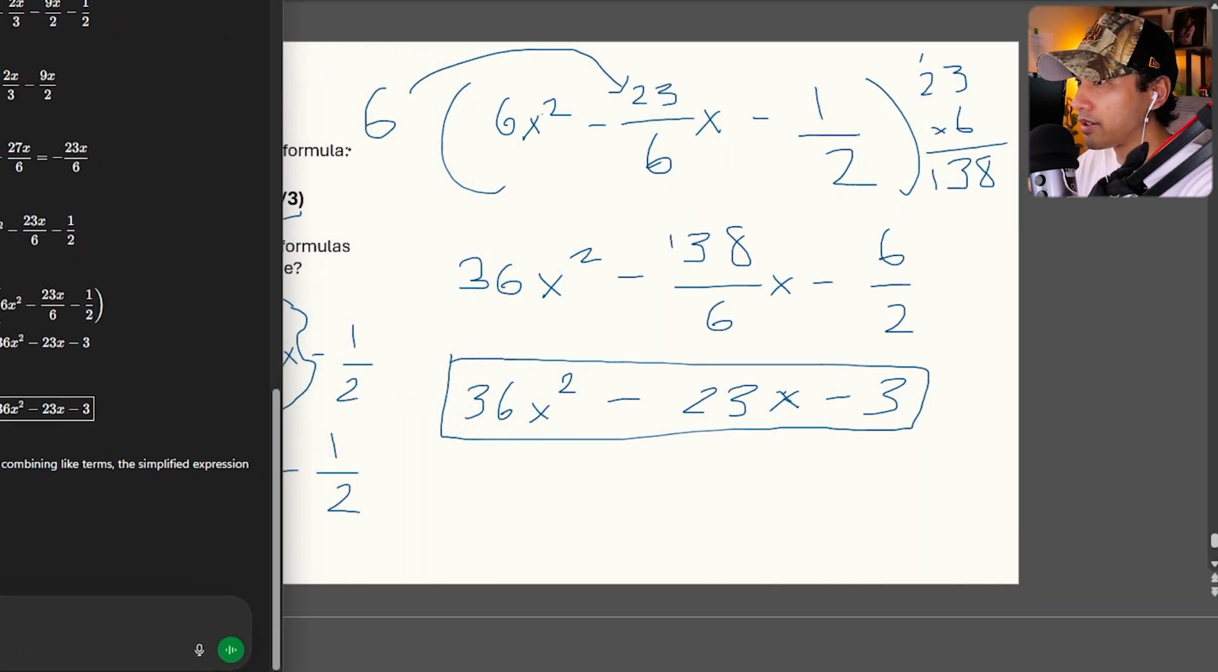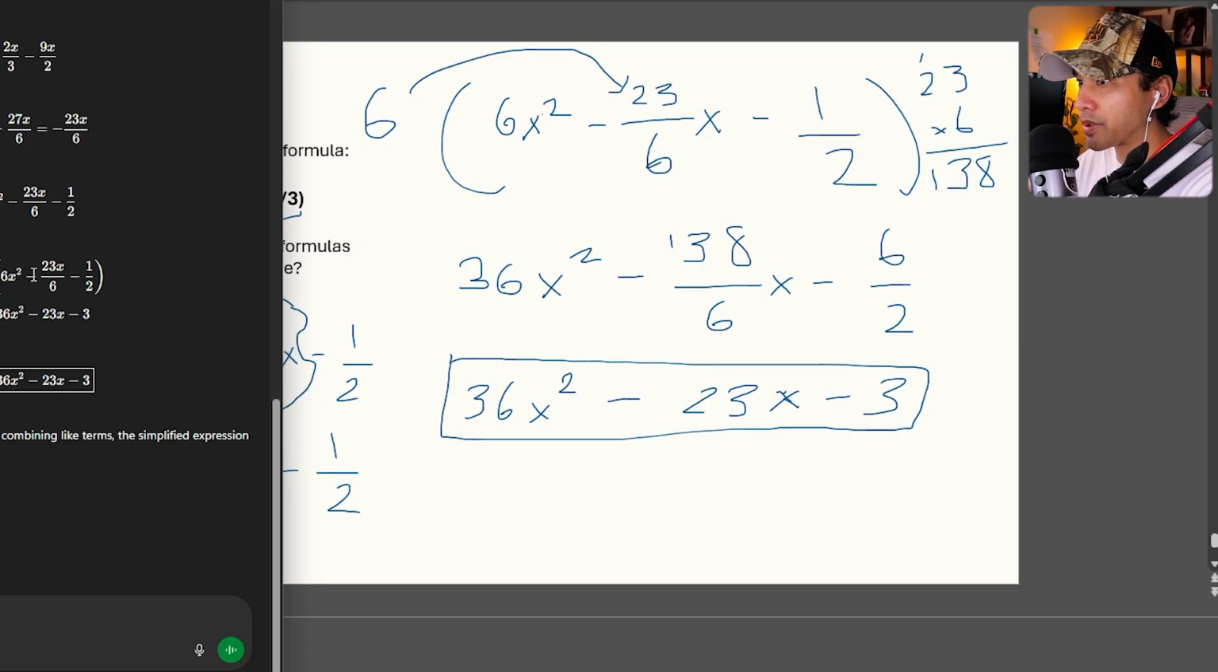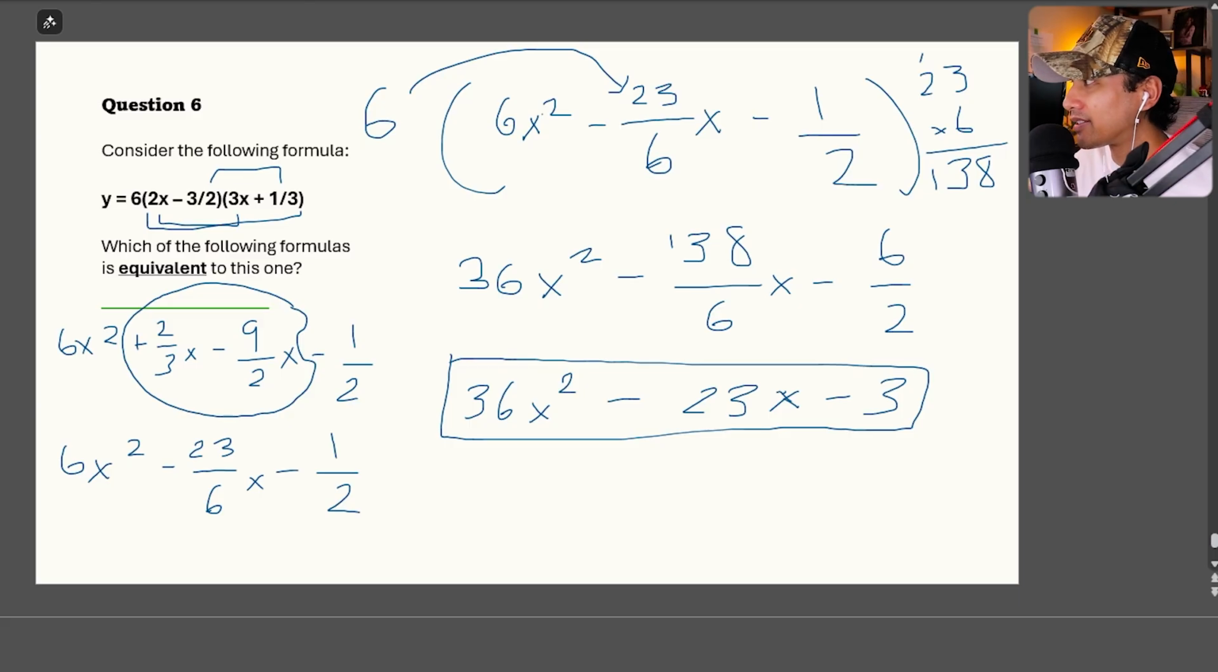6x squared minus 23x over 6 minus 1/2. Okay. Multiply everything by 6. We get 36x squared minus 23x minus 3, baby. So I still got it. All right. Cool. Perfect. So we did it. That's it.